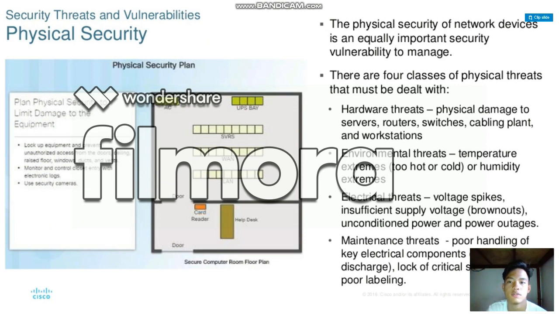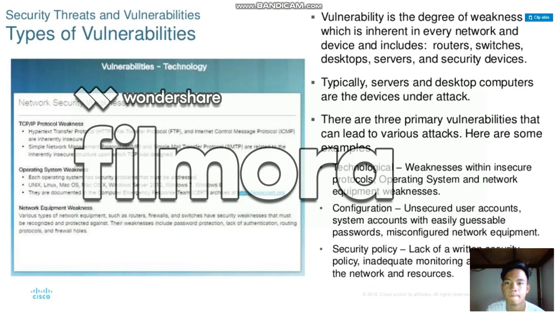So, physical security. Physical security of network devices is an equally important security vulnerability to manage. So, there are four classes of physical threats that must be dealt with: the hardware threats, environmental threats, electrical threats, and maintenance threats. Types of vulnerabilities. Vulnerability is the degree of weakness which is inherent in every network and device, and includes routers, switches, desktops, servers, and security devices. So there are three primary vulnerabilities that can lead to various attacks: the technological, configuration, and the security policy.